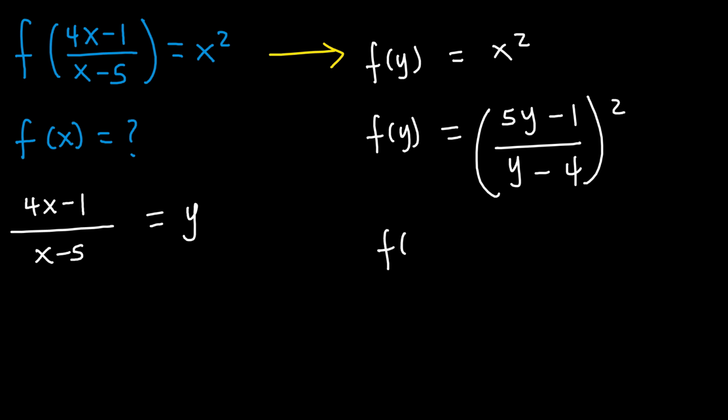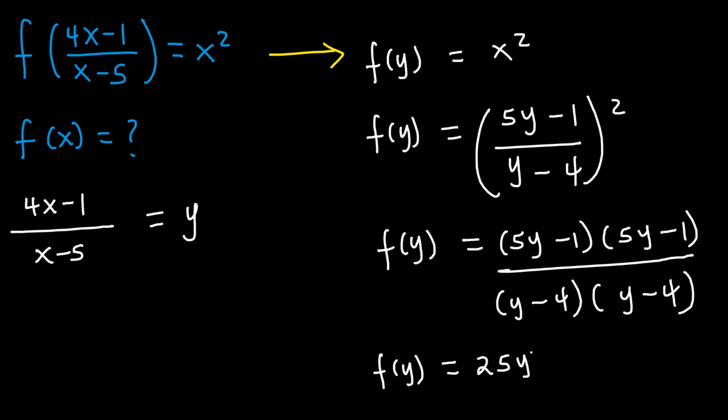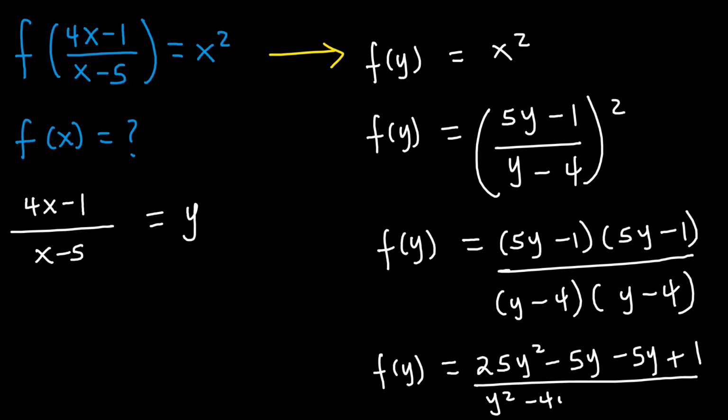So we shall have f of y equaling, now this can also be written as (5y - 1) times (5y - 1) because it's a perfect square, divided by (y - 4) times (y - 4). And so we shall have f of y equaling 5y times 5y will give us 25y to the power of 2, and then minus 5y minus 5y, and then plus 1. And this is divided by y times y, which is y to the power of 2, minus 4y, and then minus 4y, and then plus negative 4 times negative 4, which is 16.